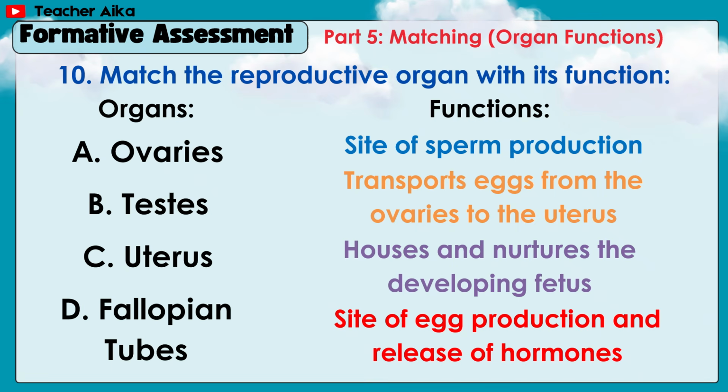Part 5, matching organ functions. Number 10, match the reproductive organ with its function. A. Ovaries. Function: site of egg production and release of hormones. B. Testes. Function: site of sperm production. C. Uterus. Function: houses and nurtures the developing fetus. D. Fallopian tubes. Function: transports eggs from the ovaries to the uterus.